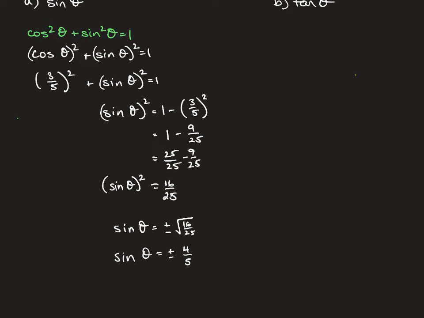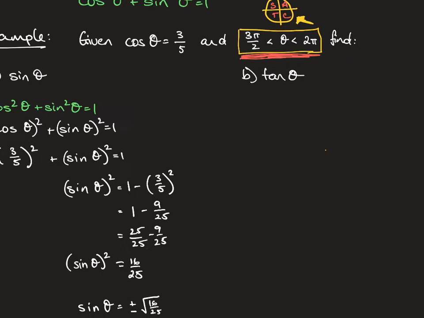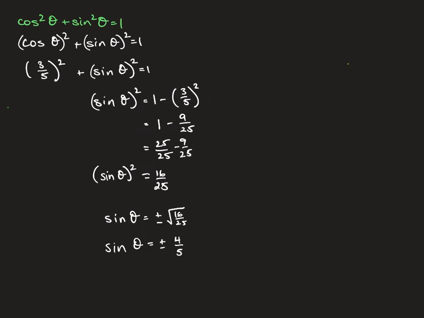But we need to be careful here because we need to go back to our original question and look at the information that we're given. So if we go back up to the top, up here you'll notice that we were told that the angle was in the fourth quadrant. And if we think about which trig ratios are positive in the fourth quadrant, A, S, T, C, cos is the only one that's positive in the fourth quadrant. And so if we're working with an angle that's in the fourth quadrant, then our sine value must be the negative one.